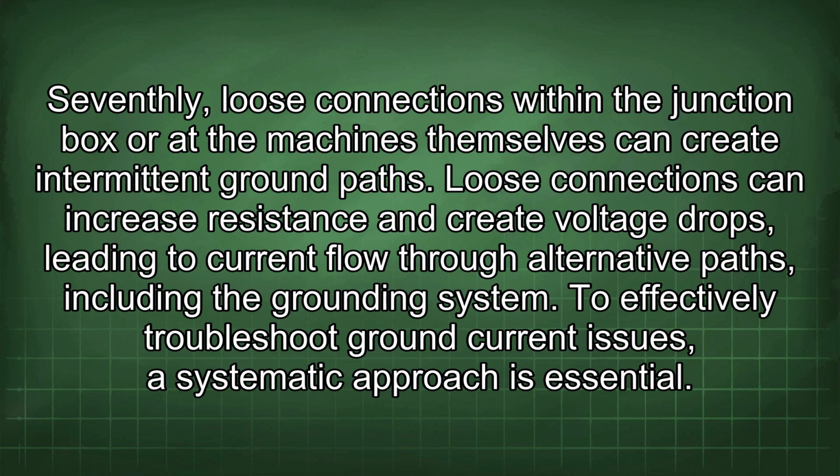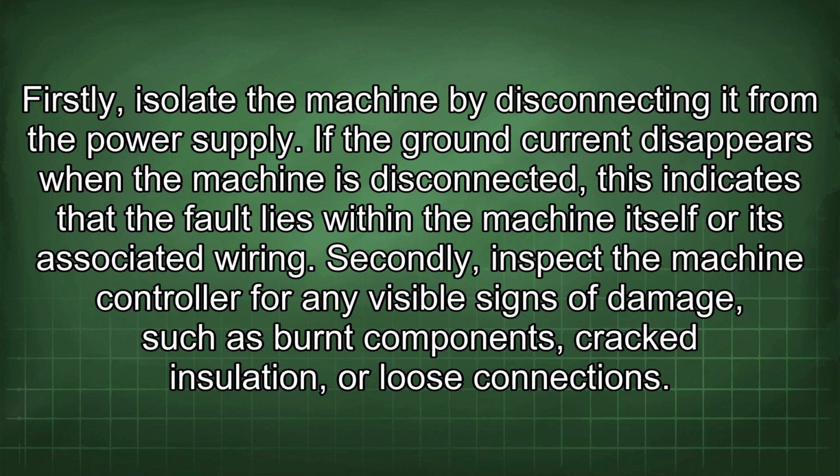To effectively troubleshoot ground current issues, a systematic approach is essential. Firstly, isolate the machine by disconnecting it from the power supply. If the ground current disappears when the machine is disconnected, this indicates that the fault lies within the machine itself or its associated wiring.